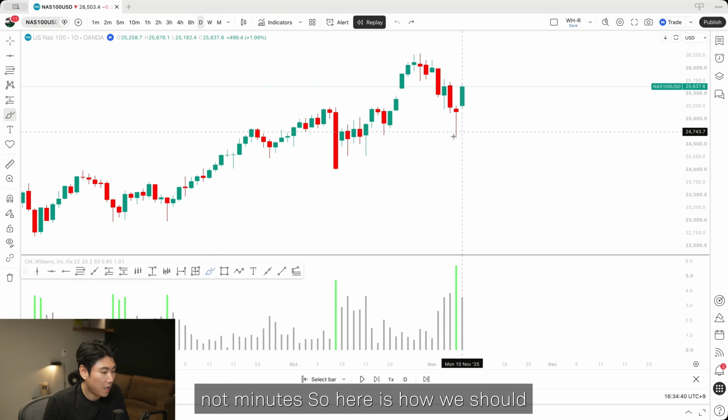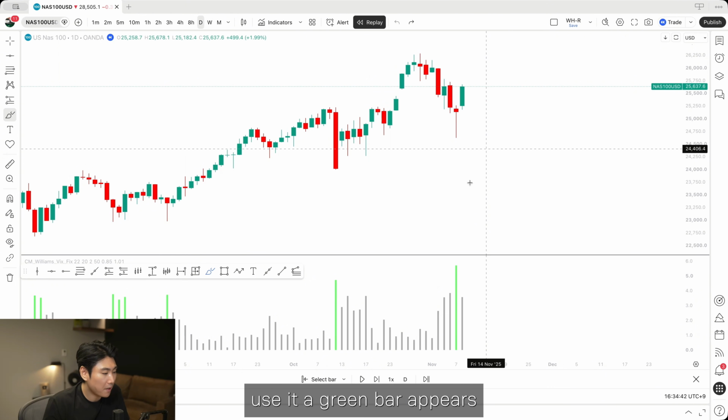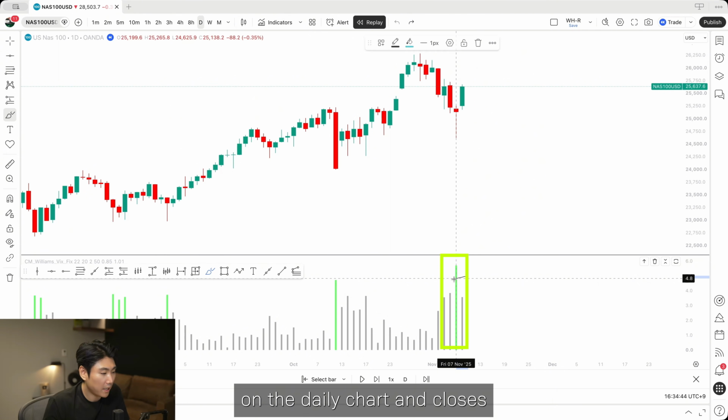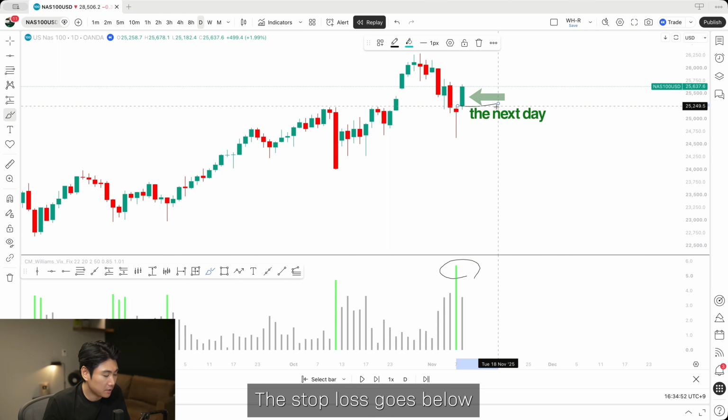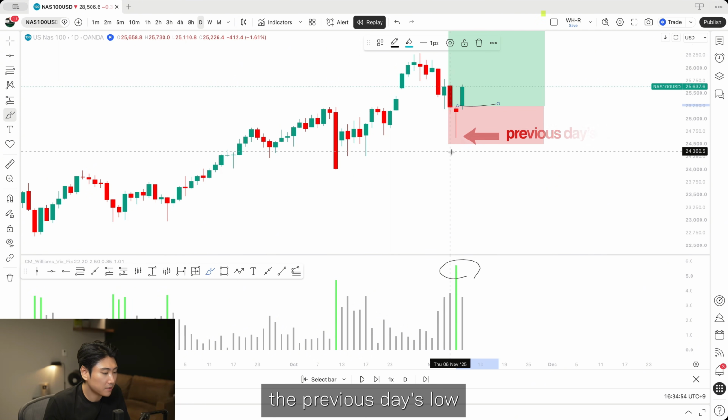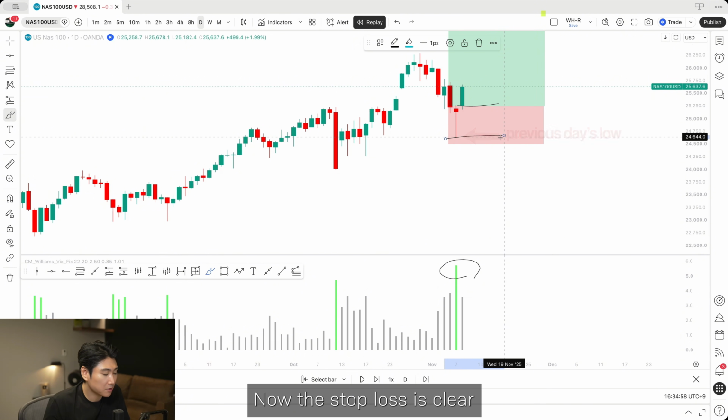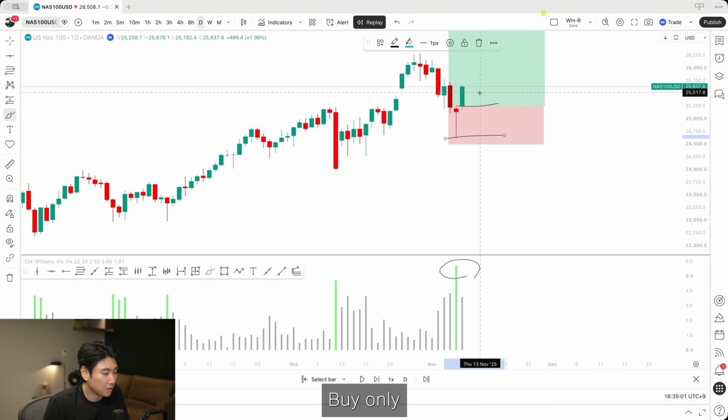So here is how we should use it. A green bar appears on the daily chart and closes. Then we look for a buy the next day. The stop loss goes below the previous day's low. Now the stop loss is clear and the direction is simple, buy only.